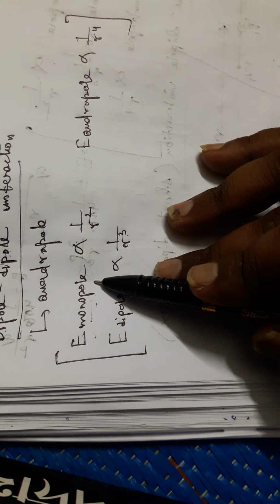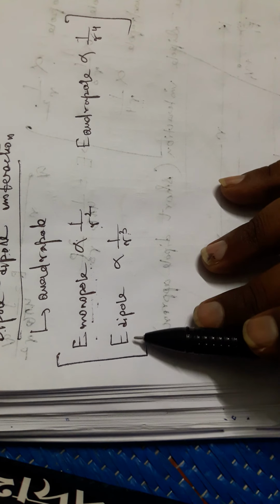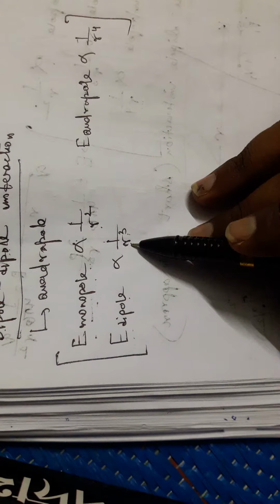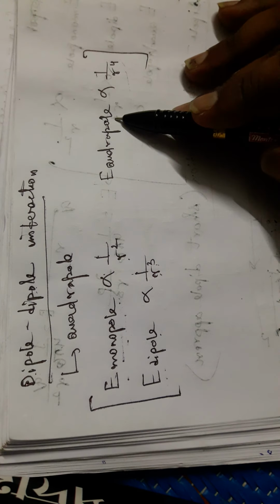Due to a monopole, meaning a single point charge, it is proportional to 1 by r squared. And you also know that due to a dipole, electric field is proportional to 1 by r cube. I am going to discuss the electric field due to a quadrupole. For MCQ purposes, you just remember that E quadrupole is proportional to 1 by r to the power 4. Now I am going to prove this function.